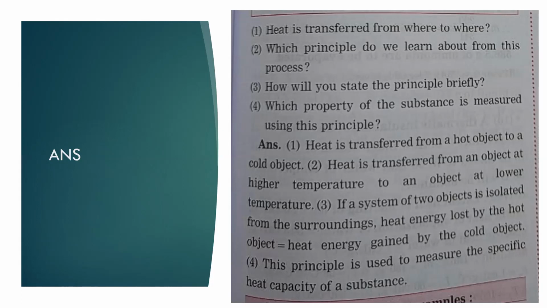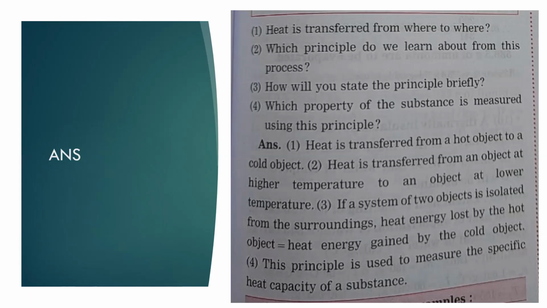Now see, what is the third question? How will you state the principle briefly? Briefly, you have to explain this. If a system of two objects is isolated from the surrounding, yes, it is isolated. In the last two lines, they have said heat energy lost by the hot object is equal to heat energy gained by the cold object. This is the principle, right? That if the system is isolated from the surrounding, then heat energy lost by the hot object is equal to heat energy gained by the cold object.